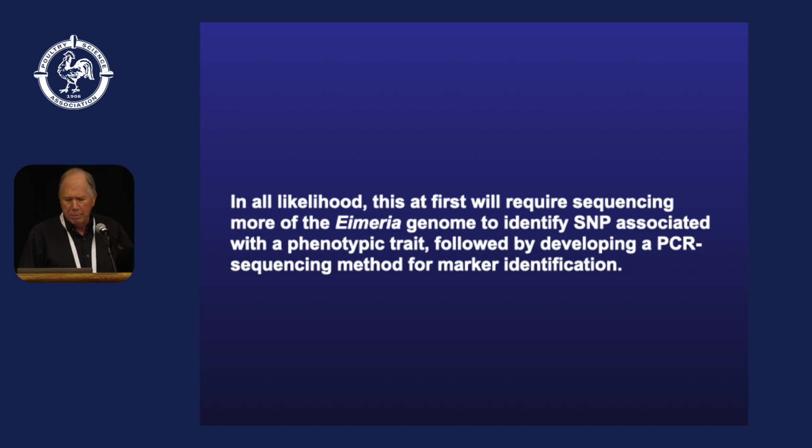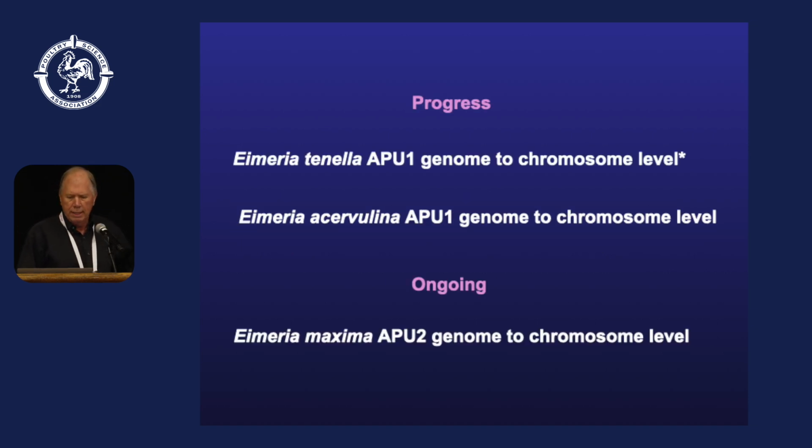In all likelihood, however, I must admit that we'll have to require sequencing the entire genomes of these organisms to identify single nucleotide polymorphisms associated with phenotypic trait. And then the goal is if we can identify those SNPs, then we can develop a PCR-based sequencing method for marker identification. The goal would be that if you have evidence for drug resistance, then maybe you can take a sample and do a rapid PCR method to identify or characterize the drug resistance in that litter.